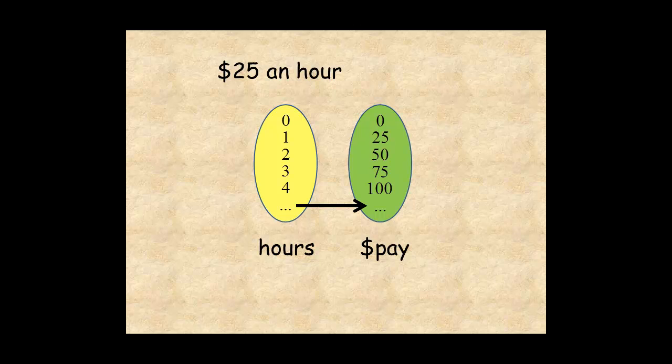The set of all inputs for a relation is the domain, and the set of all outputs for a relation is the range. It's important to understand the domain and range of a relation.